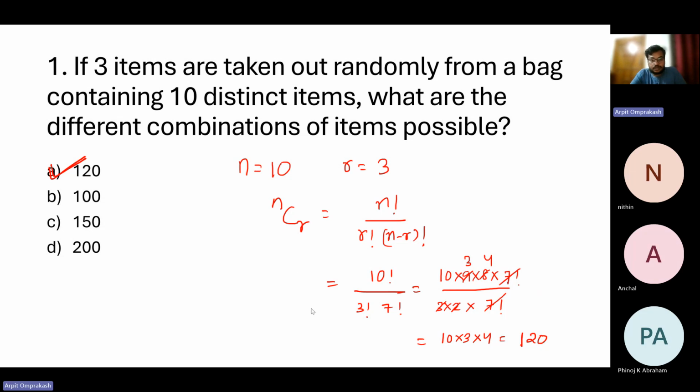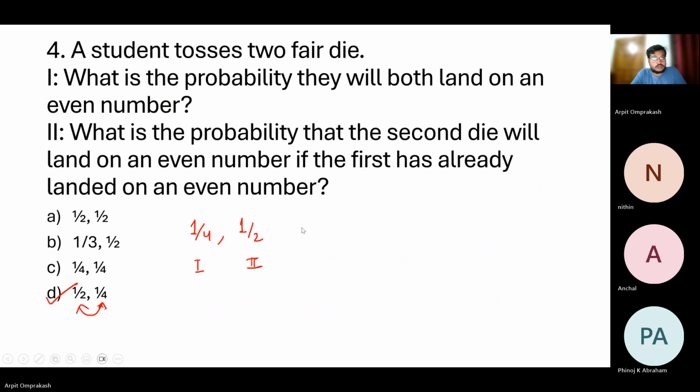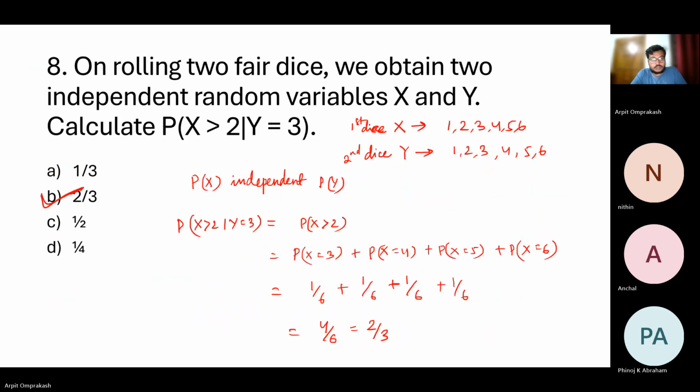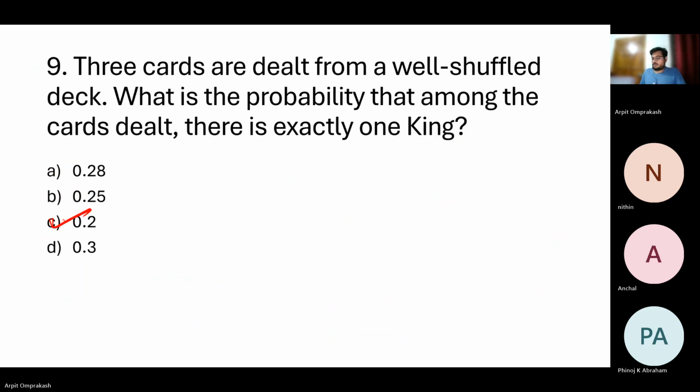Okay, so the ninth question. Three cards are dealt from a well shuffled deck. So what is the probability that among the cards dealt, there is exactly one king, right? So that is the question.